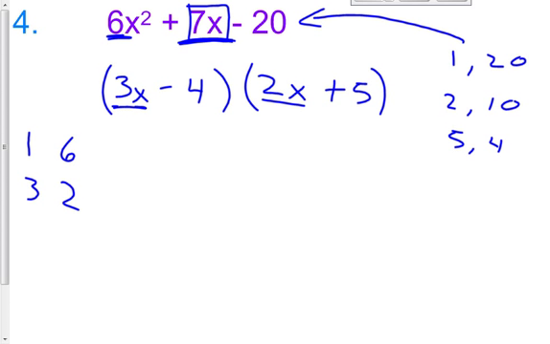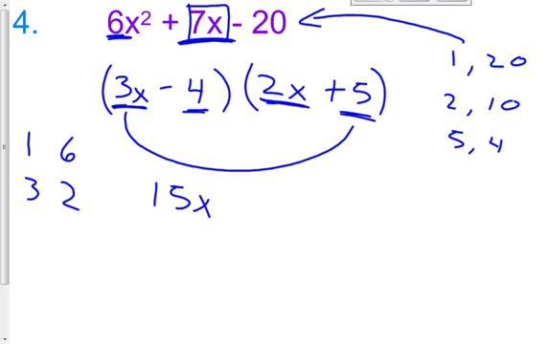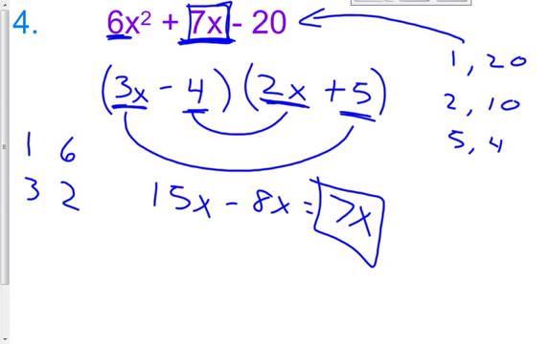If we FOIL first times the first, we still get 3x times 2x is 6x squared. Let's do the last term too, just to check it. A negative 4 times a positive 5 is indeed a negative 20. So now I just have my O and my I of FOIL, my outside and my inside. So we're going to have 15x, and I have a negative 8x. What does 15x minus 8x give me? It gives me 7x. And I have my winner. I needed 7x to go with this 7x.